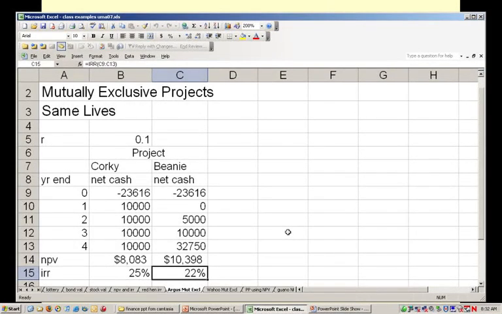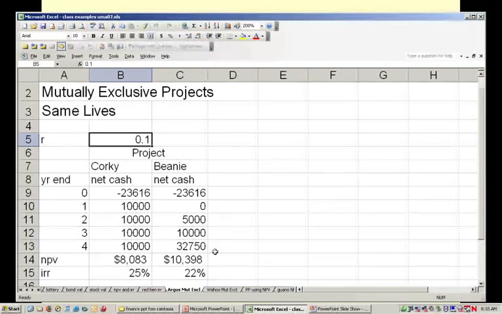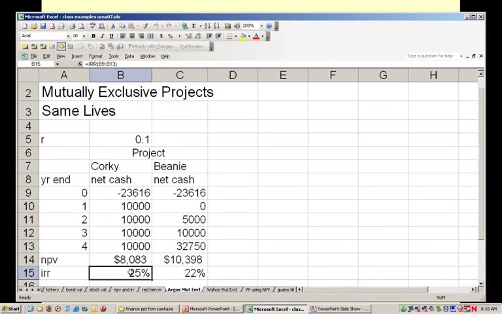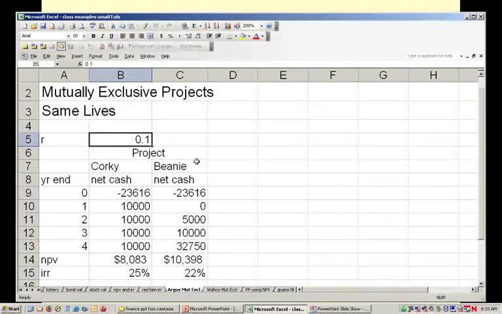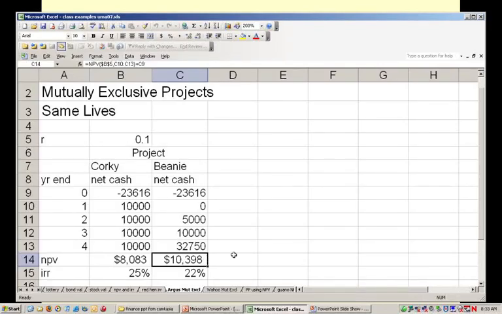Is it more realistic to assume that early cash flows can be reinvested at the discount rate or at the rate of return? If it's the discount rate, then it's appropriate to look at the NPV calculation, and we can see that according to that criterion, the project Beanie looks preferred. If it's the internal rate of return, then it's appropriate to look at the IRR criterion, and according to that criterion Corky looks to be the preferred project.